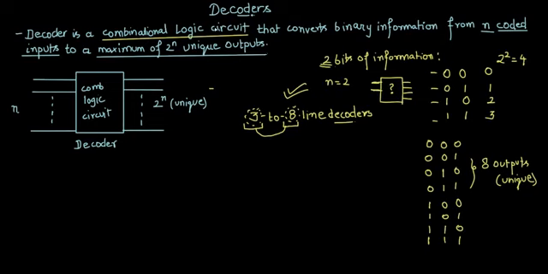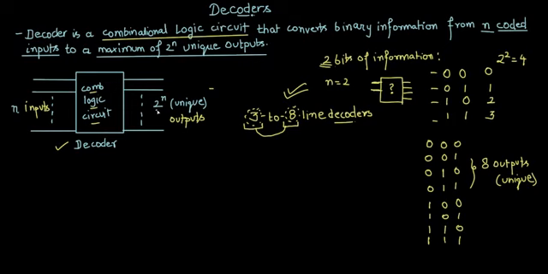If I represent this definition in the form of a diagram, this is the diagram I have drawn here. Let's suppose this box represents a combinational logic circuit. Then this means that if I provide n inputs to this combinational circuit, it is going to give me 2 raised to the power n unique outputs. These are all the combinations that are represented, and all of these combinations are unique.